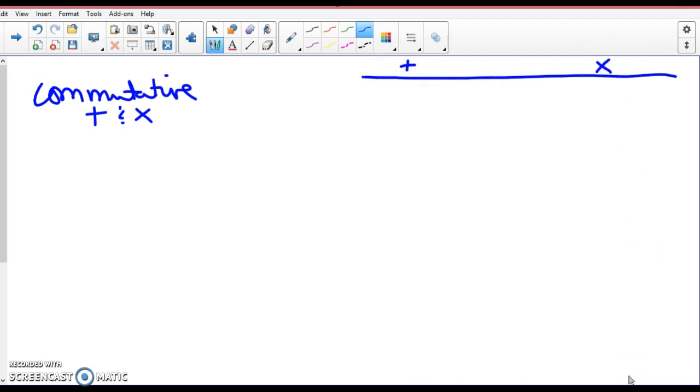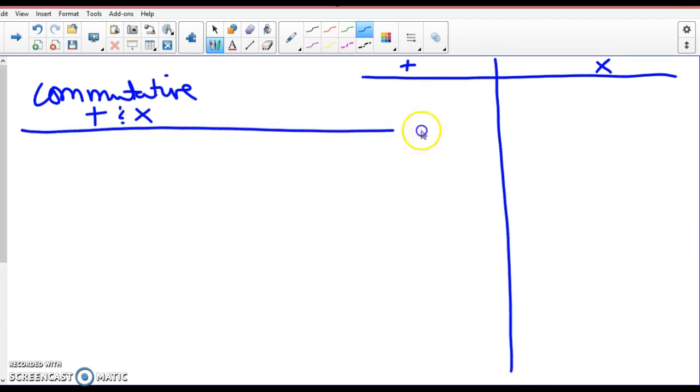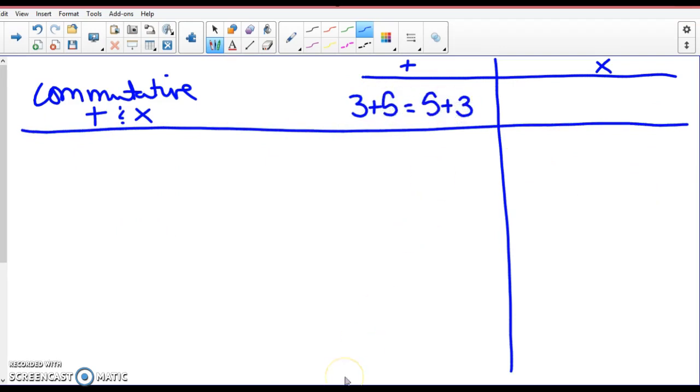An example of the commutative property is going to be 3 plus 5 is the same as 5 plus 3. Order does not matter when you're adding. Put that in that box. And then multiplying, negative 2 times 3 is exactly the same as 3 times negative 2. Commutative property works for addition and multiplication. It does not work for subtraction or division.